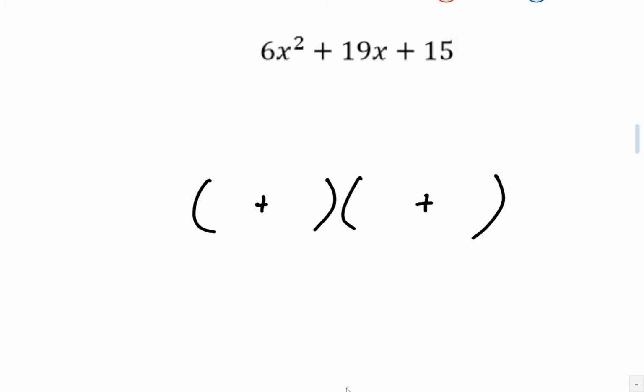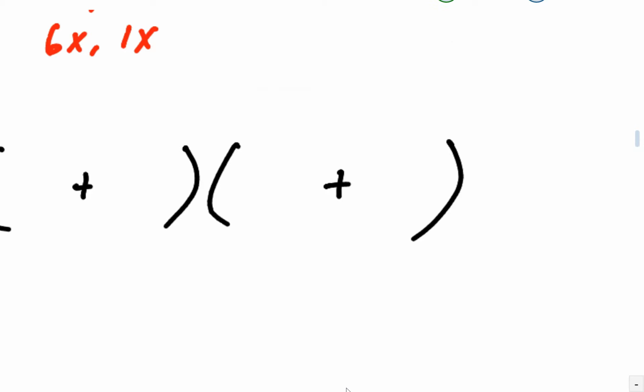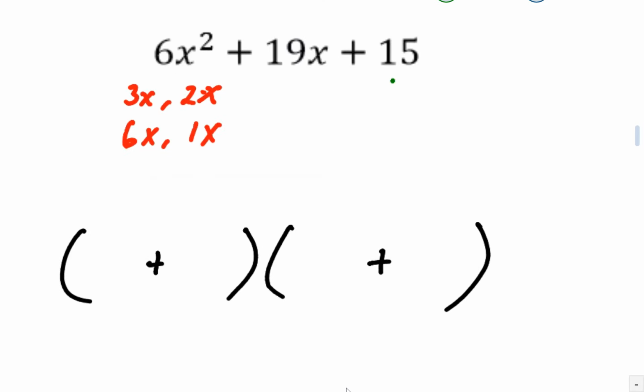The first term is no longer prime. Okay, the other two examples we had prime a values. We have 6 here. Okay. So that means we could have 3x and 2x to give us 6x squared. Or we could have 6x and 1x. And that also gives us 6x squared. Okay. 15, same as the other problem. We know 15 can be 1 and 15, or 3 and 5. Okay.